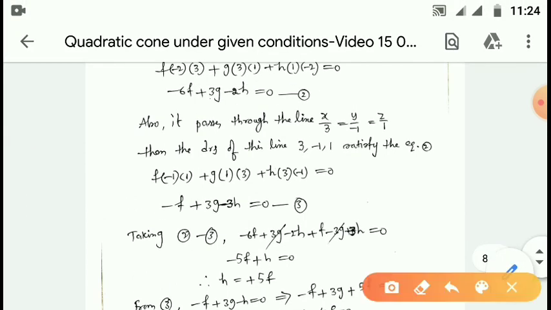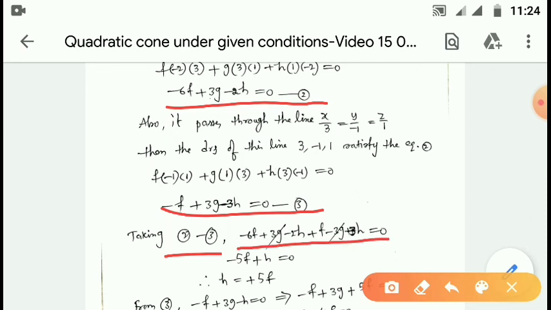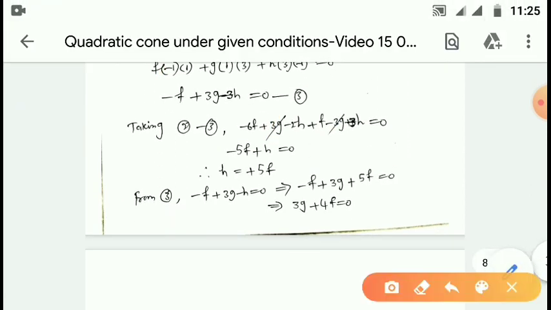Therefore by taking 2 minus 3, that means subtract equation 3 from equation 2, we will have like this: minus 6f plus 3g minus 2h. So minus of this, that means plus f minus 3g plus 3h. We can cancel plus 3g minus 3g, and on simplification we will have minus 5f plus h is equal to 0, and hence h is equal to 5f. Substitute h is equal to 5f in equation 3.